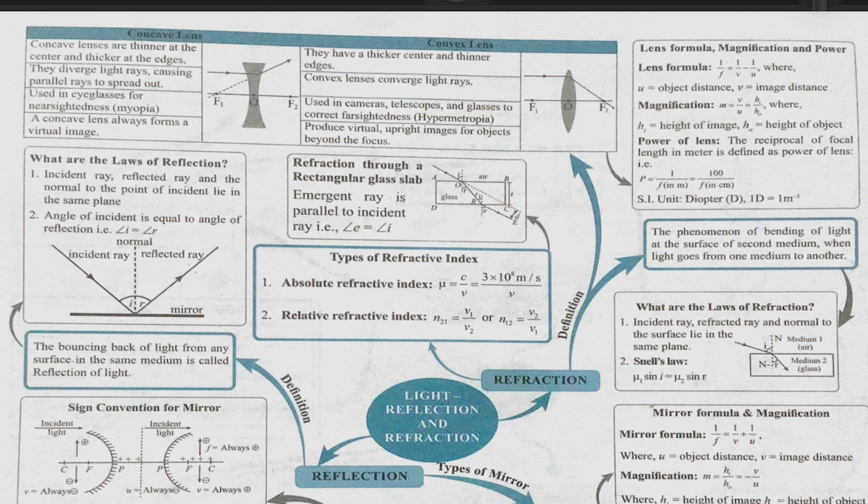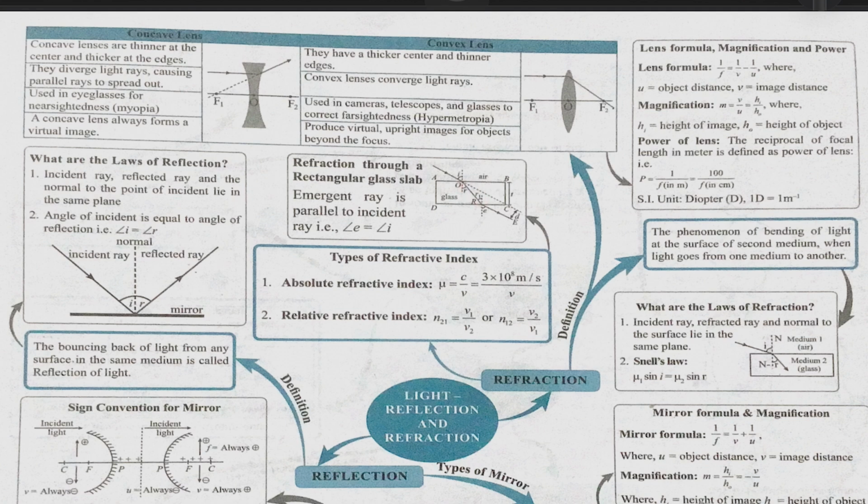Considering the refraction happening through a glass slab. If this is the incident ray, AO is the incident ray, from air, when it is passing through the glass medium, it is traveling from a rarer medium to a denser medium.